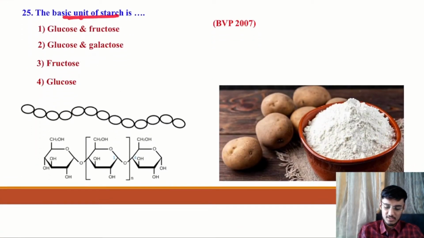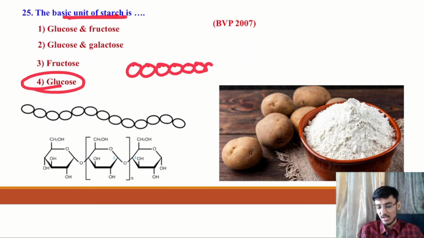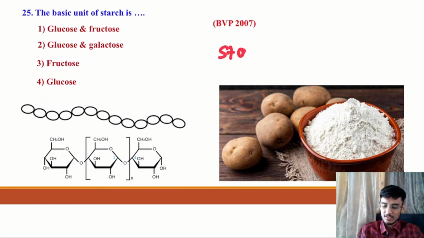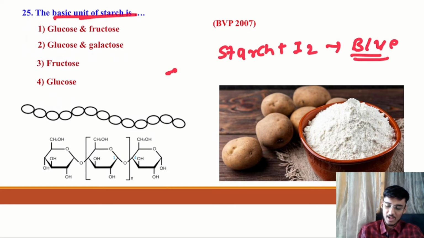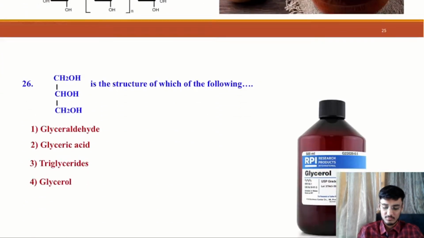The basic unit of starch is glucose. A long chain of glucose forms the starch. Starch is found in the potato. When starch reacts with iodine, it turns blue in color. You should always remember this in your mind. This is the identification test of starch.